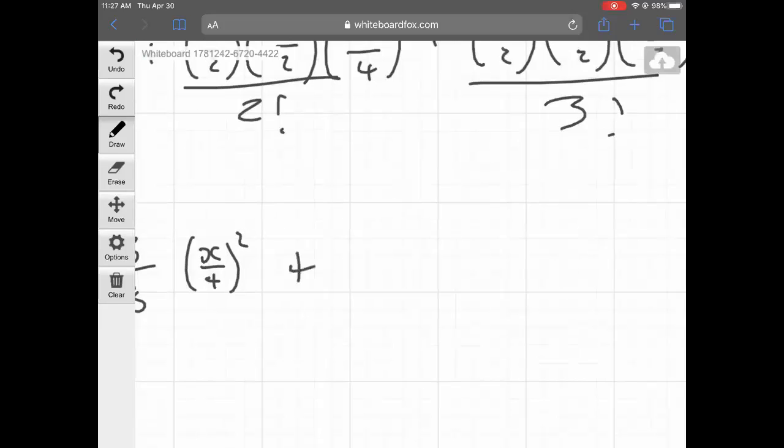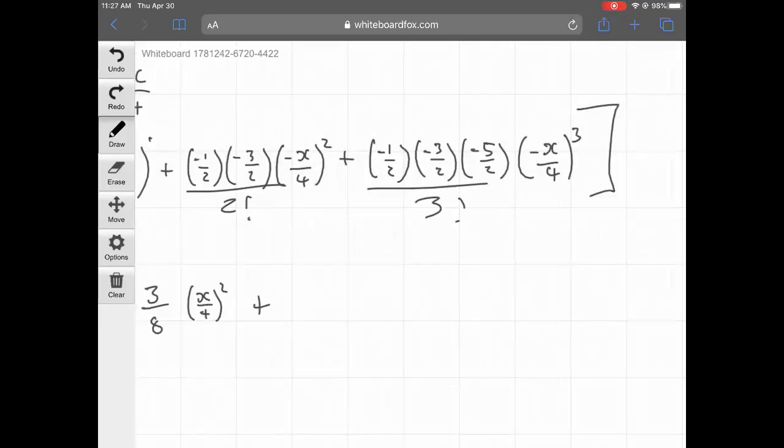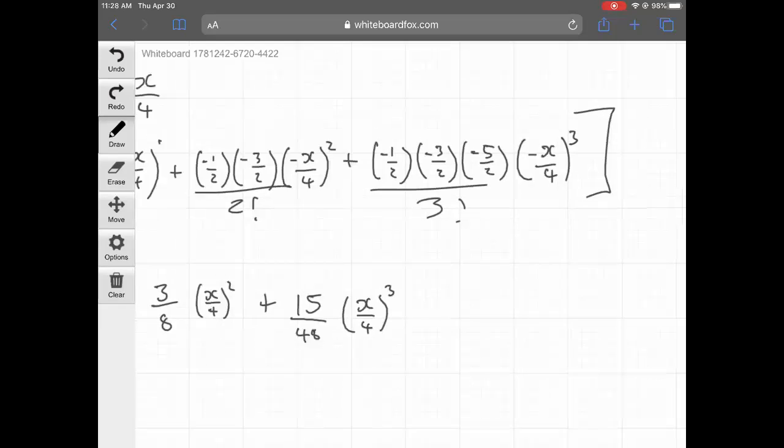So add. And then I look at my numerator, 3 5s 15. The denominator is going to be 2 times 2 times 2 times 3 times 2. So that's 8 times 6 is 48. And then I've got x over 4 all cubed.